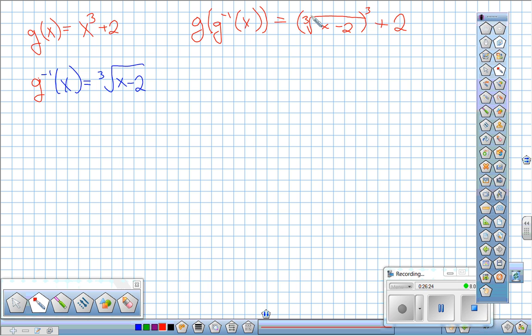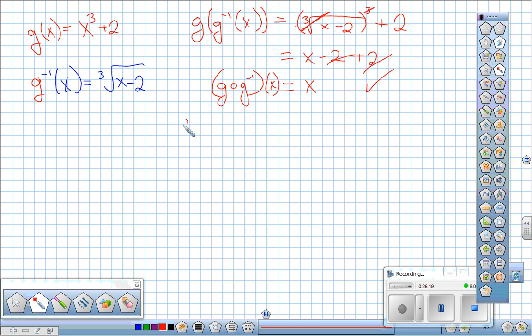What happens is the cubed root and the cubed cancel each other out, and I'm left with x minus 2 plus 2. Those add to 0, and I will be left with x. So g of g inverse of x equals x, so good, that piece is good.